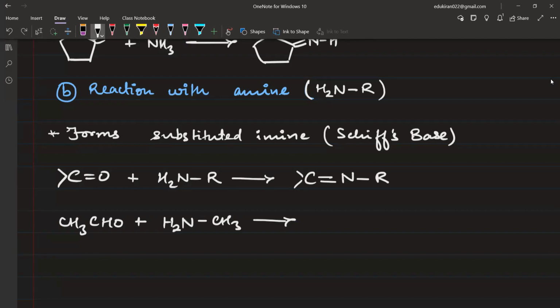Similarly, if you have something like this, double bond O plus H2N bonded to CH3, what will be the product? Yeah, Parker, you have to send me. You have to send the answer on my WhatsApp.